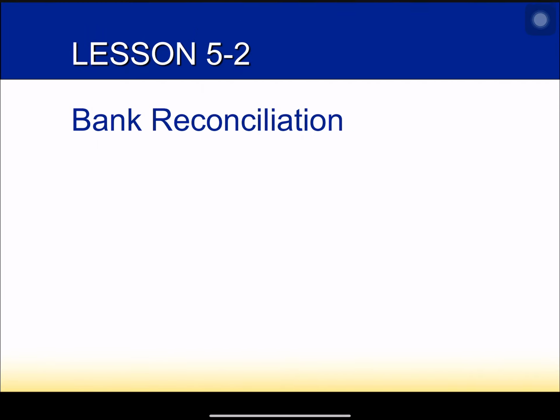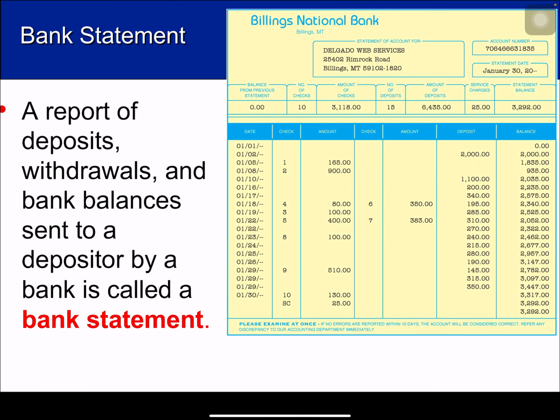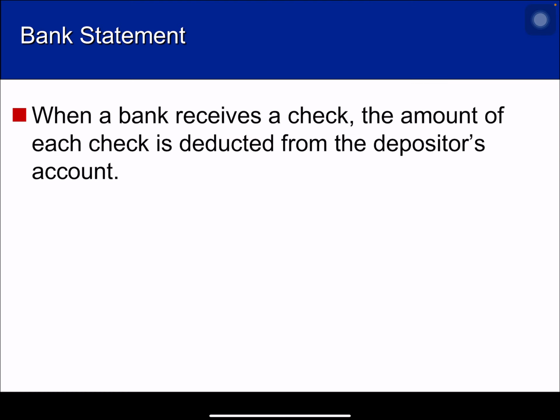Lesson 5-2 deals with a bank reconciliation. A bank statement is a report of deposits, withdrawals, and bank balances sent to a depositor by a bank. And that is your bank statement. They all look a little bit different, but they virtually all have the same type of information that's on there.